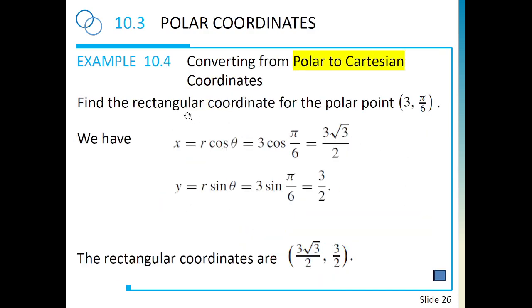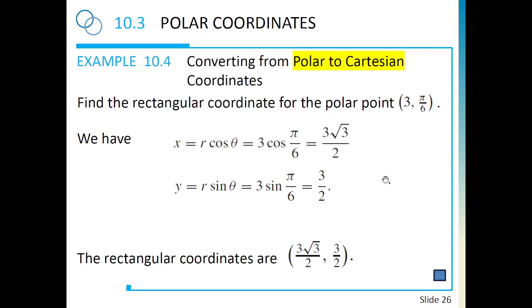So if I have a polar point, meaning polar coordinates, I need rectangular coordinates for it. R, the distance from the origin, is 3, and the angle is pi over 6. X and Y is what I need. Well, from the formulas for x and y, I just plug in r and theta and I get a direct answer. So here the answer will always be unique. There will be no issues there.